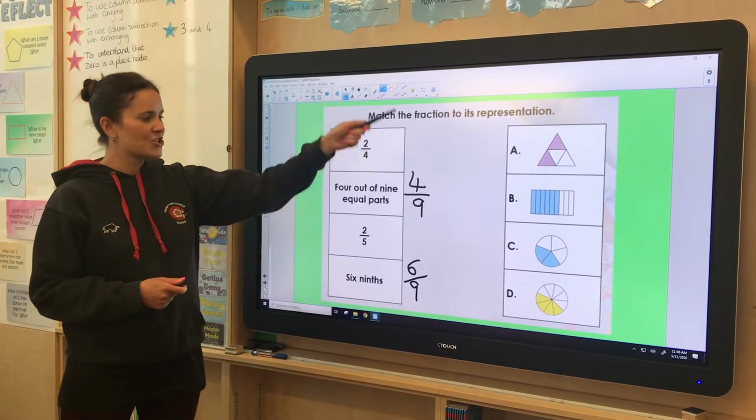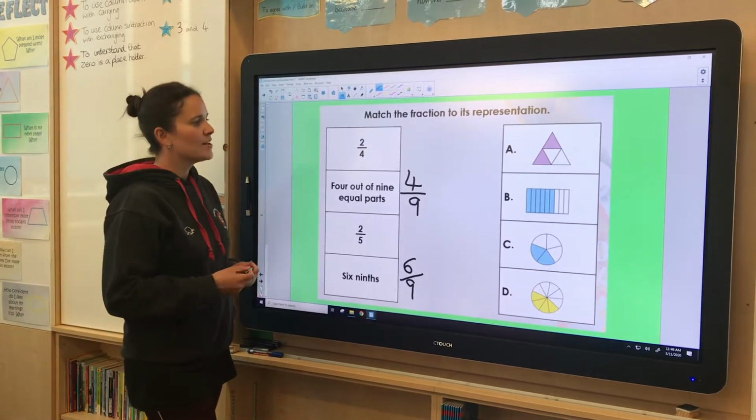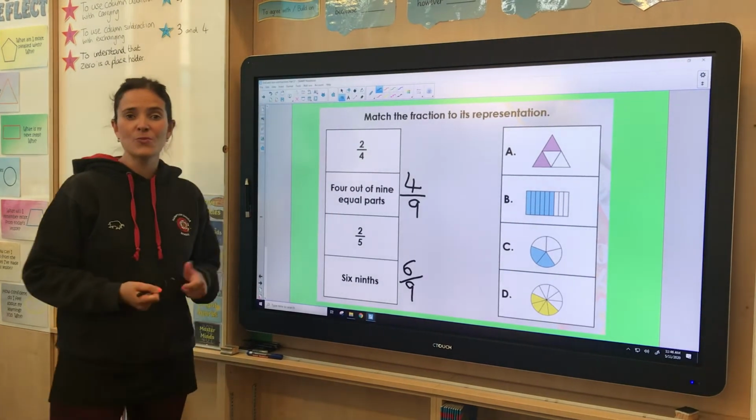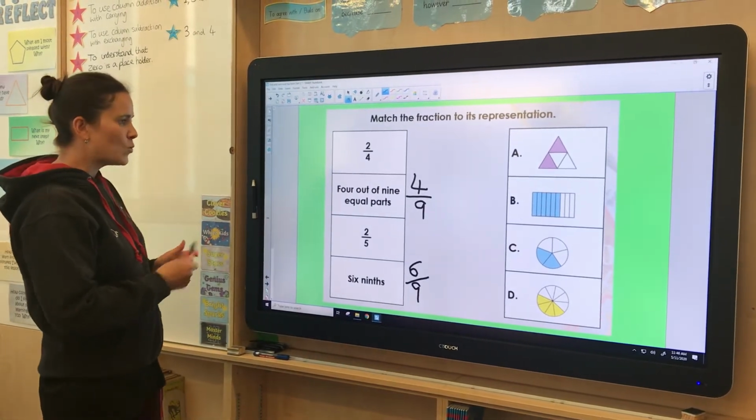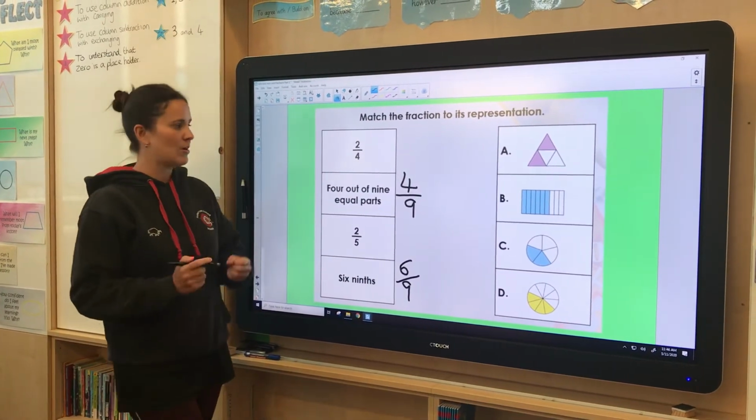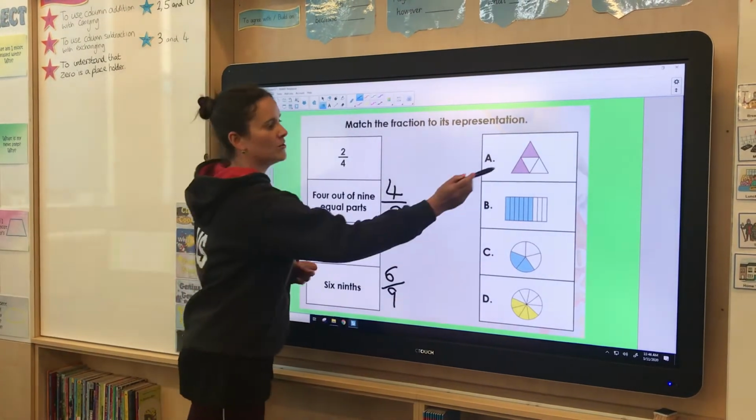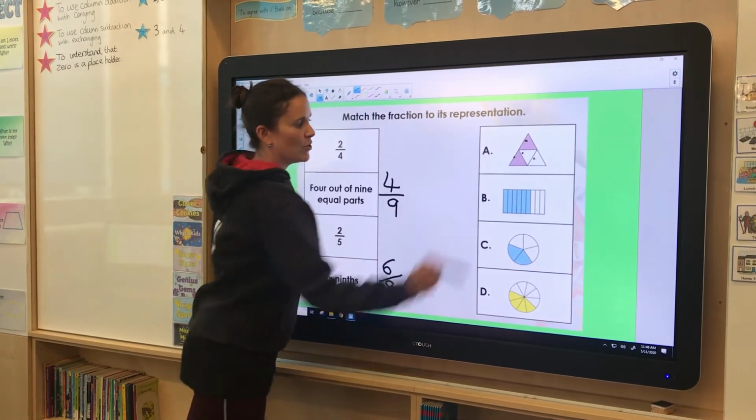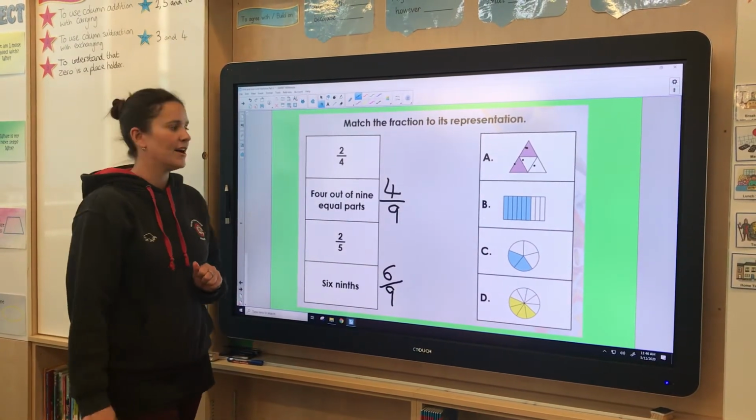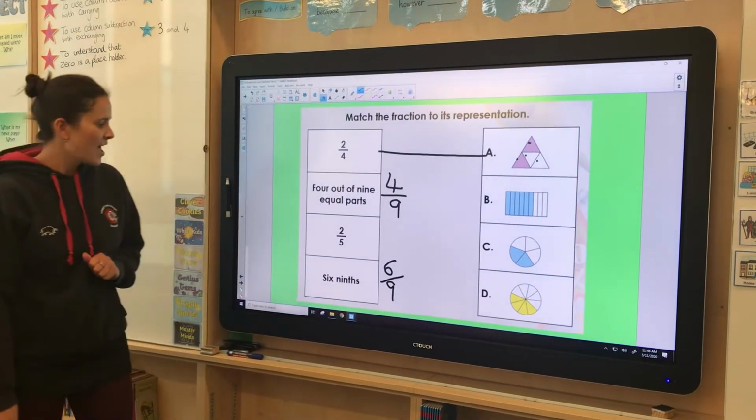Having a look now at the pictures on the right-hand side, we need to match them up. So first of all, having a look at this fraction here, denominator is 4, it's in quarters. We need to see which of these representations has been divided into 4 equal parts. We can see this triangle has been divided into 4. 1, 2, 3, 4. 4 small triangles, and 2 parts of those have been shaded in lilac. This one will match up like that.